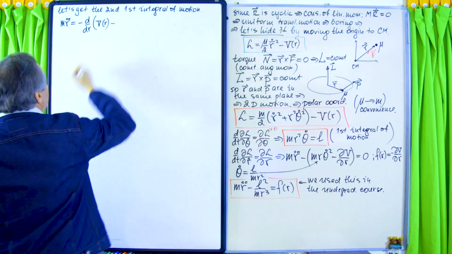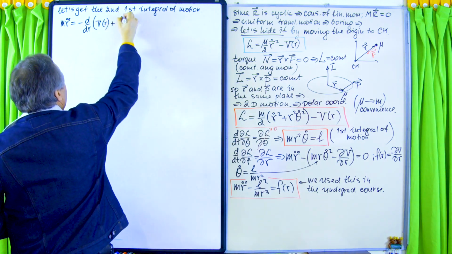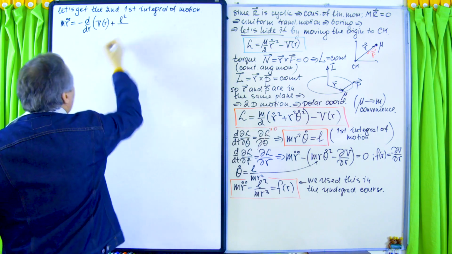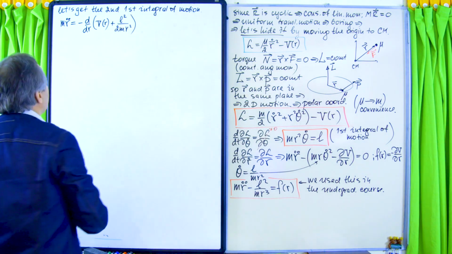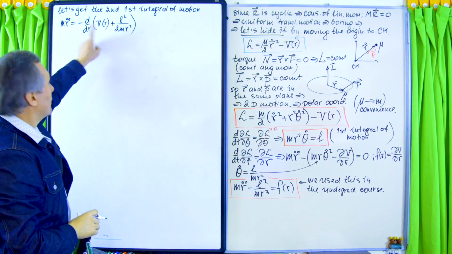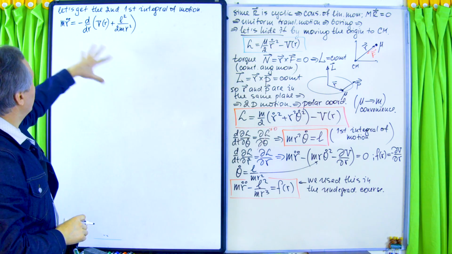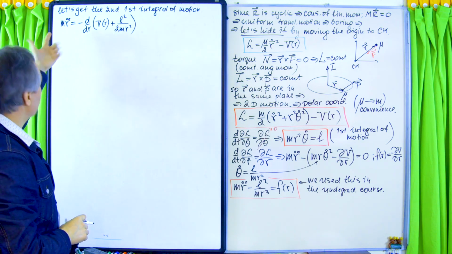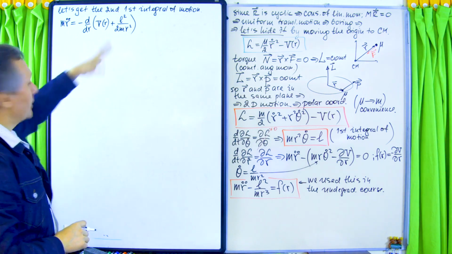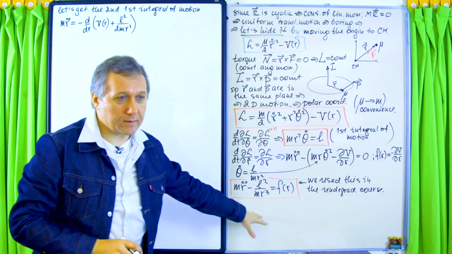And then plus, L squared over 2 m r to the power of 2. Okay, let's check. This is obvious. If I differentiate this, the 2 will disappear, minus will appear, get plus, and move to that side with minus. Yeah, good. Right. And r to the power of 3. So out of this, you can get that easily.